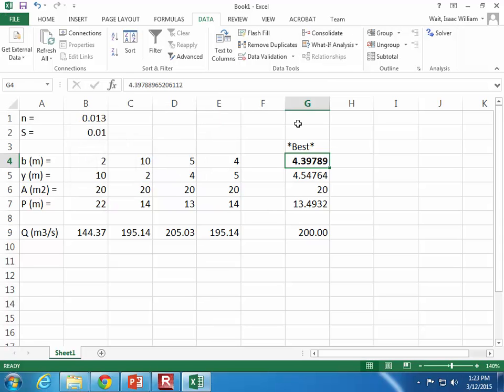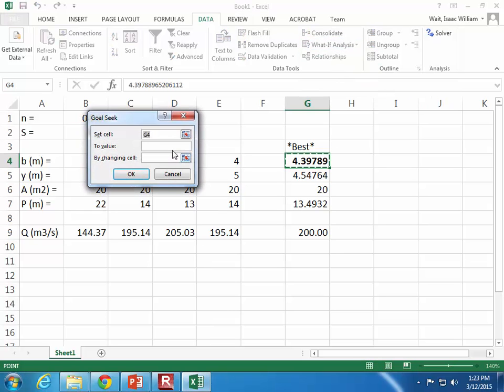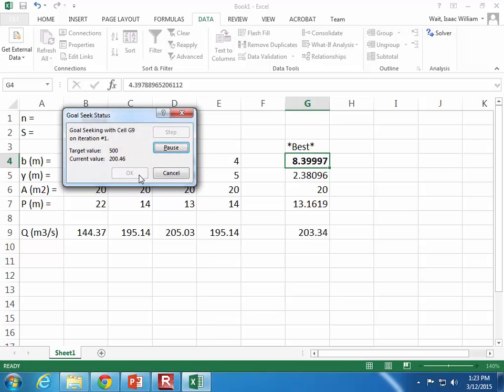Like, tell me what are the dimensions that give me, what if I want this to be 500 cubic meters per second? I want it to be 500. So do that by changing this. Bless its little heart. It's trying so hard, but it couldn't find it. It tried hundreds of times, but it never found the value that gave me the flow rate I was looking for. So that's the limitation of GoalSeek, it has to have the actual goal.